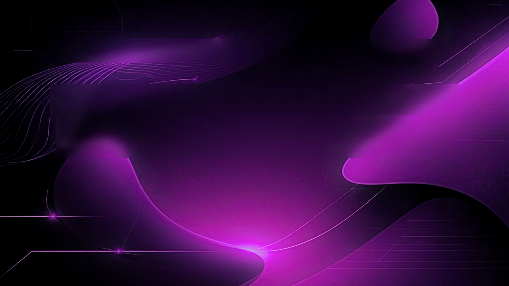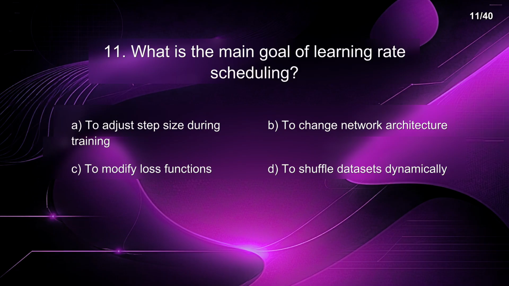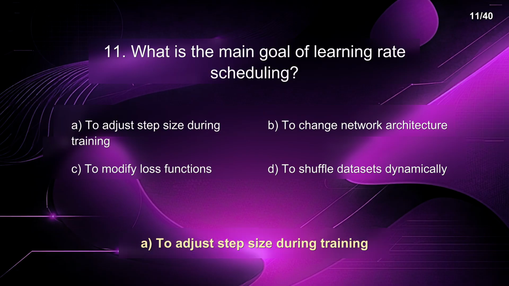11th question. What is the main goal of learning rate scheduling? A. To adjust step size during training. B. To change network architecture. C. To modify loss functions. D. To shuffle datasets dynamically. Correct answer is A. To adjust step size during training.